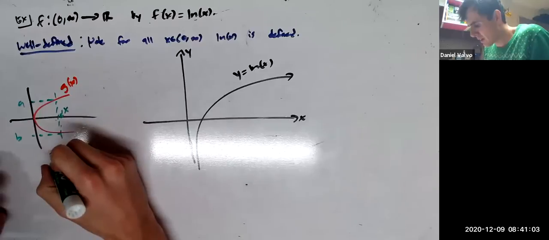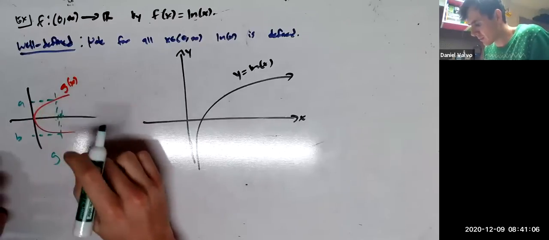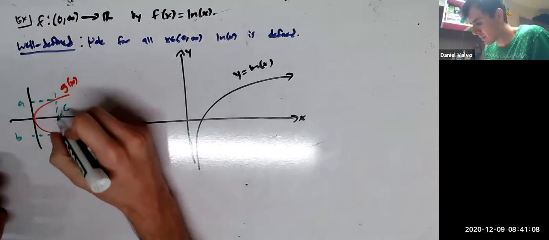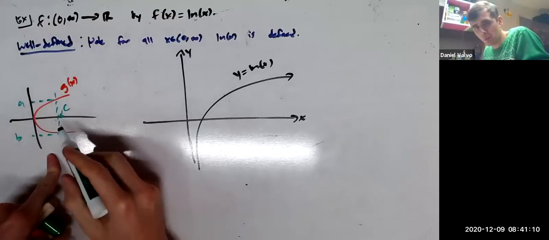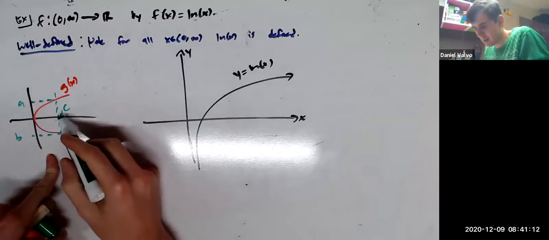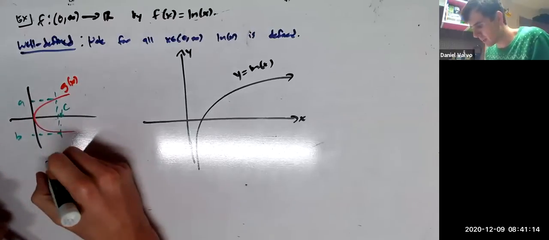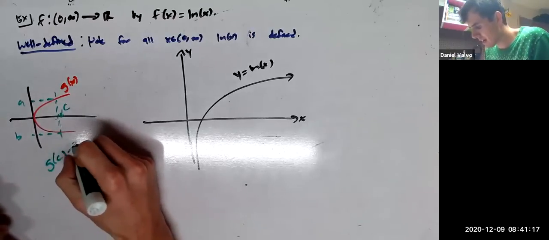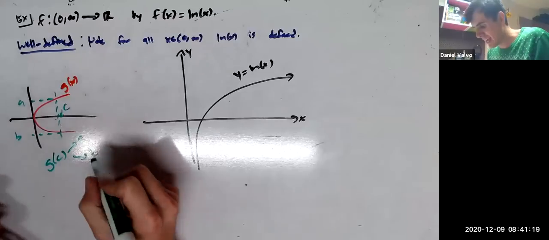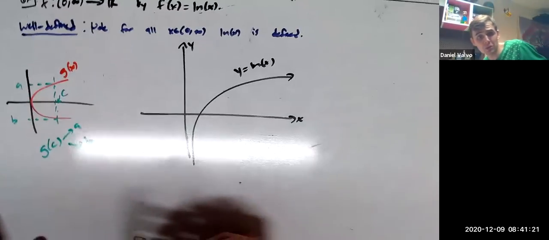So this is telling you that if you input, actually I'm going to use a different letter here for x to avoid confusion. Let's say c. So this is telling you that if you plug c into g, you get two y values, a and b. This is saying that g of c equals a, and it equals b, where a and b are certainly not equal to each other.